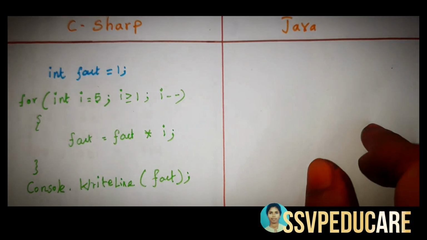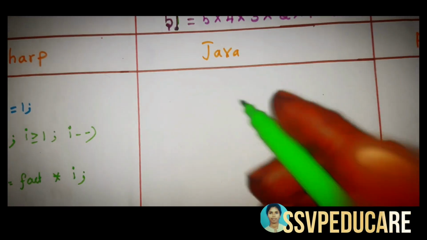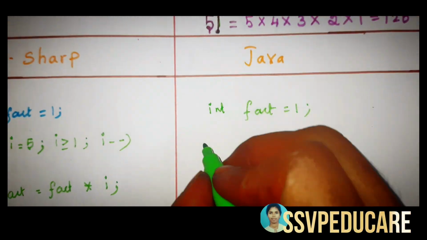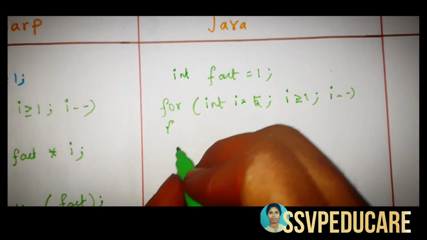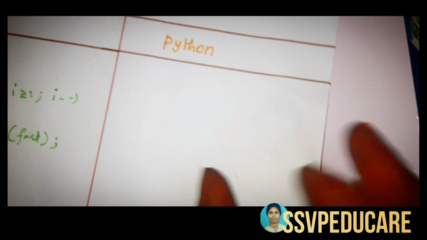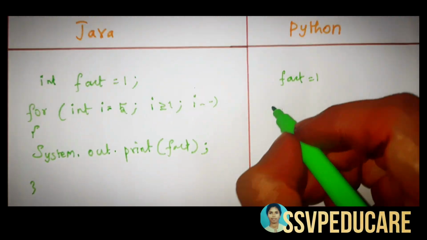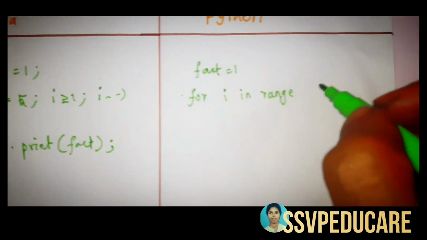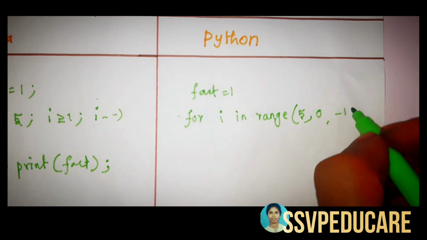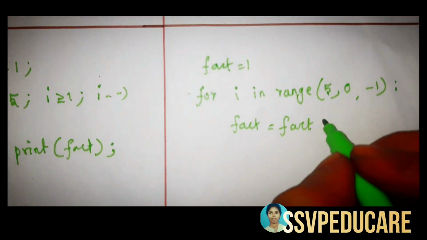Let's copy the same program into Java. Don't focus on the syntax, focus on the logic. The logic is exactly the same, only the syntax is different. Now let's copy the same program into Python. Again, the logic is the same, only the syntax has changed.